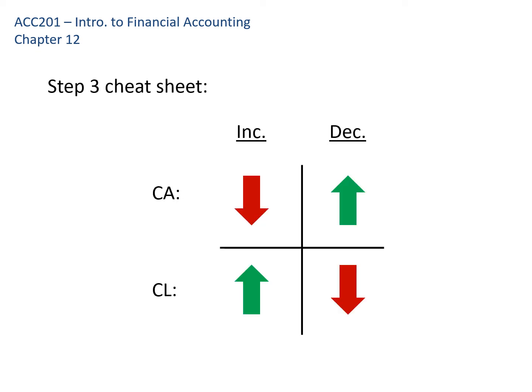So the way to remember that is to do this cheat sheet. Okay, so I've got across the top there, what happens if the account increases? What happens if it decreases? And for current assets, an increase is a negative impact on cash flow, a decrease is a positive impact, and the reverse of that for current liabilities. So I would definitely have this page in your lecture notes handy when you do the quiz for this chapter and the test at the end of the semester, because that'll definitely be something you'll want to refer to. I write this down in the corner of my paper when I'm going to do one of these.